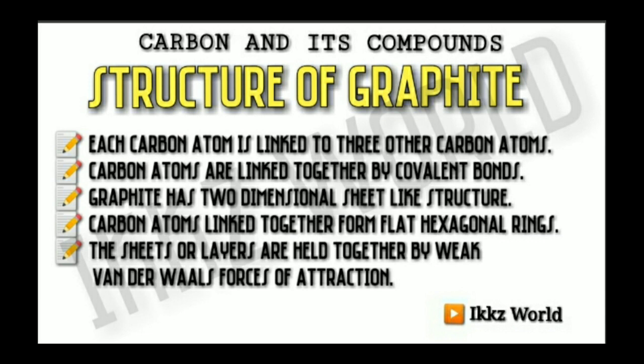Structure of graphite. Unlike that of diamond, graphite is composed of flat two-dimensional sheets or layers of carbon atoms, forming hexagonal rings. In each layer, in each sheet, each single carbon atom is linked to 3 other carbon atoms in the same plane by carbon-carbon single covalent bonds. These are strong covalent bonds. And unlike diamond, graphite has a two-dimensional sheet-like layered structure consisting of a number of hexagonal rings fused together.